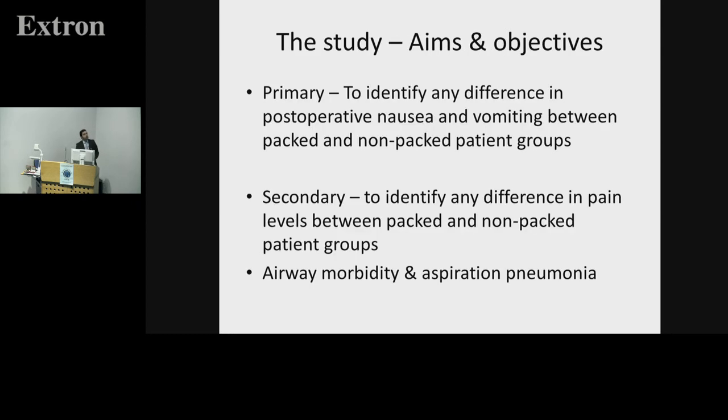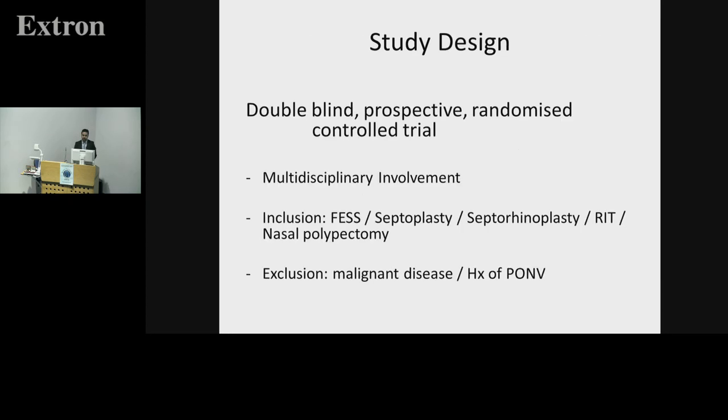So the main objective of the study is to identify if there is any difference between a throat pack group and a non-throat pack group. The second outcome measure was a difference in throat pain between the two groups. We also looked for any evidence of airway morbidity and any complications of pneumonia with later admission. This is a multidisciplinary team study that was done over a 2-year period. Anyone who wants to embark on a randomized control trial needs time. It took 2 years between the research proposal and actually getting the data.